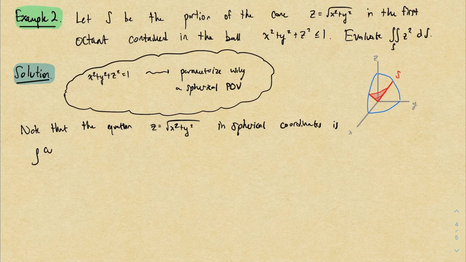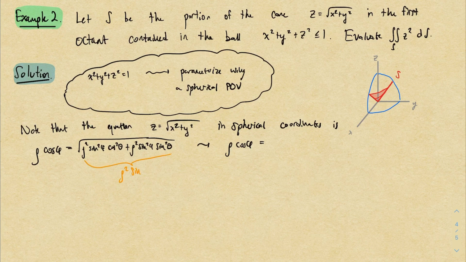Well, we get rho cosine phi, and then the square root of a bunch of stuff that I'm too tired to read out loud right now. But we've done these kind of computations before. Simplify some of the trig functions and you'll get rho squared sine squared phi under the square root, which then gives you the equation rho cosine phi equals rho sine phi. Divide through by rho, you get cosine phi equals sine phi, and this happens when phi equals pi over 4. So we've seen this before, and it should also make sense geometrically. The equation of a cone like this is the constant angle phi equals pi over 4.